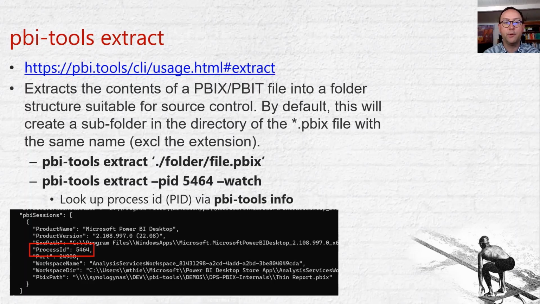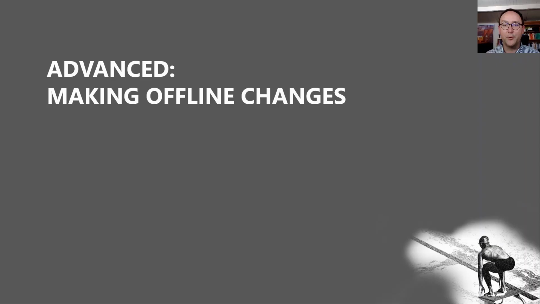And we have two examples here showing the two different flavors of extract. One from an offline file, the other one in watch mode from a file that's open in Power BI. And we can also see how and where to look up that process ID by using PBI-tools info. Now let's move on to the next section of exploring PBI-tools.